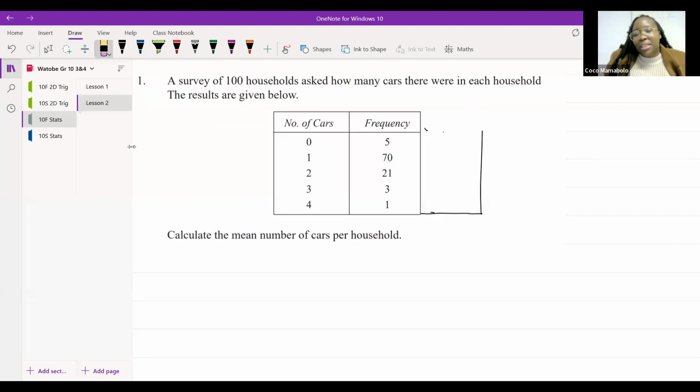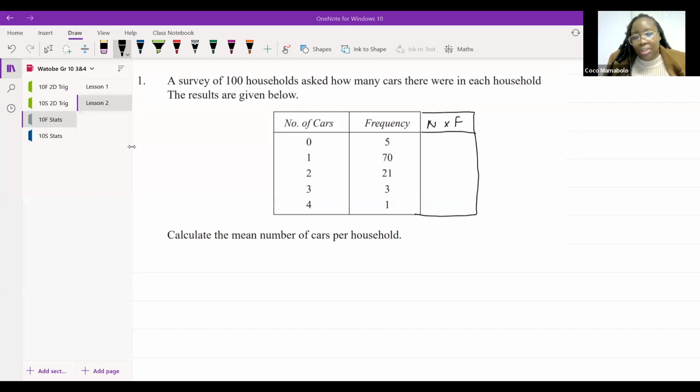Do you want to help me tabulate? Do you want to help me fill in this frequency or cars times frequency table, Princess? Ma'am, let me try for the first time. Yes, at least try. Absolutely. Let's do it. Times F. Okay, cool. So, if 5 houses say they have no cars, how many cars do they have altogether?